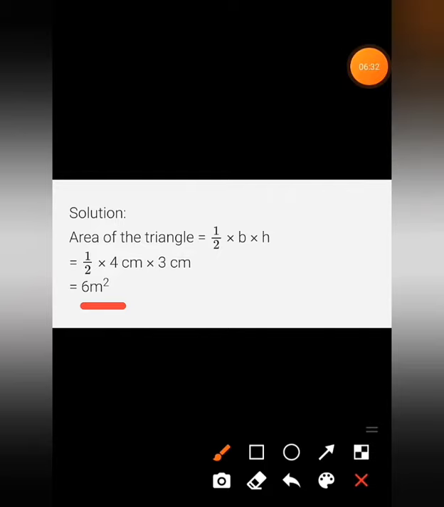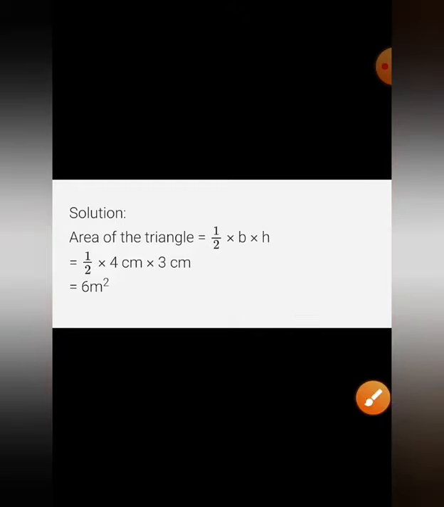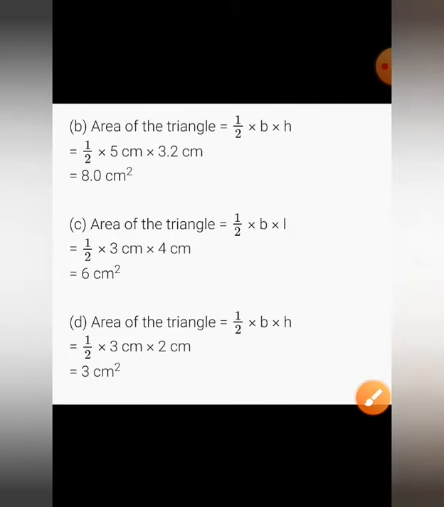Here meter square is given, which is a printing mistake. The answer will be 6 centimeter square. Centimeter square will come because these both are in centimeter, so the final answer will also be in centimeter square. This will be the solution part of the first question. Now we will see the solution part of the other questions.